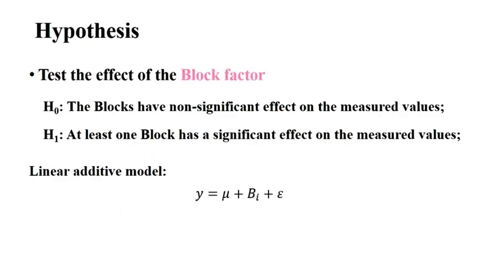For the hypothesis, first we want to test the effects of the block factor. The null hypothesis is that the blocks have a non-significant effect on the measured values. The alternative hypothesis is that at least one block has a significant effect on the measured value. So this is our linear additive model: Y equals mu plus B, where B is the block factor, plus error.